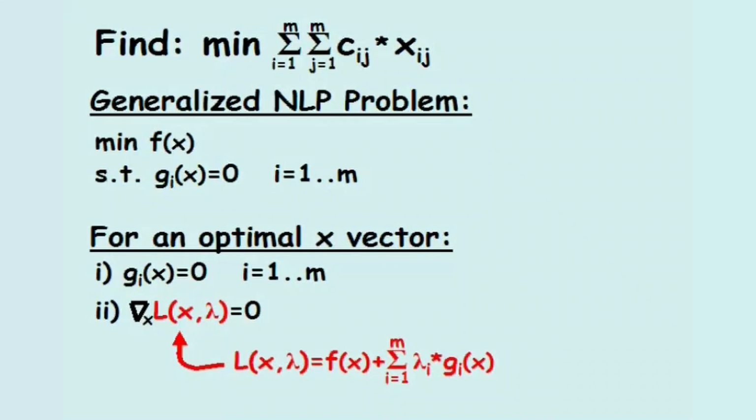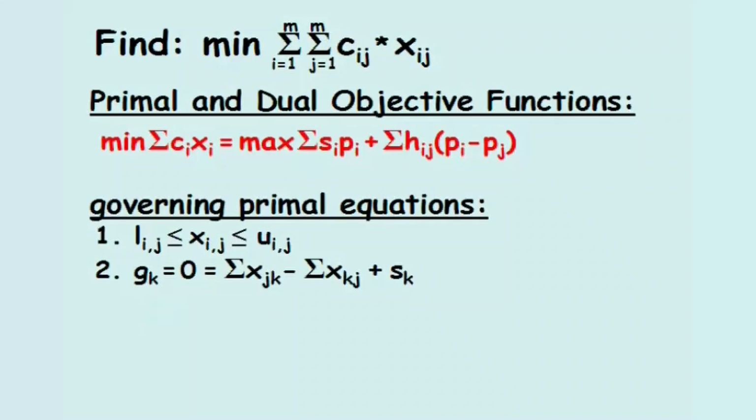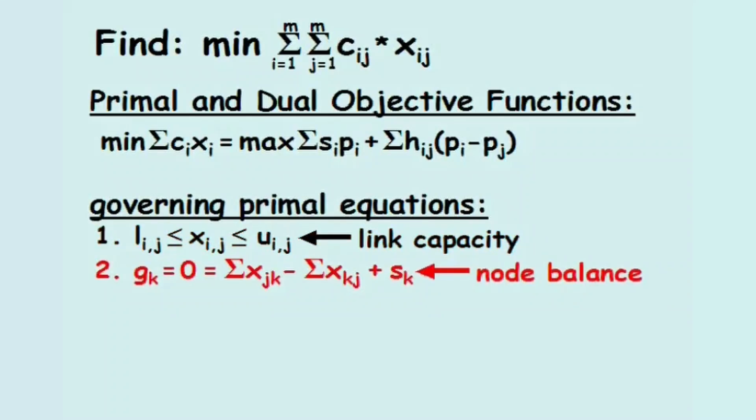Since the network we're dealing with is linear, and linear problems are a special case of convex problems, no duality gap exists, and the primal objective function will equal the dual objective function at optimality. In this problem, we'll implement a relaxation algorithm which maintains the link capacity constraint and relaxes the node mass balance constraint.